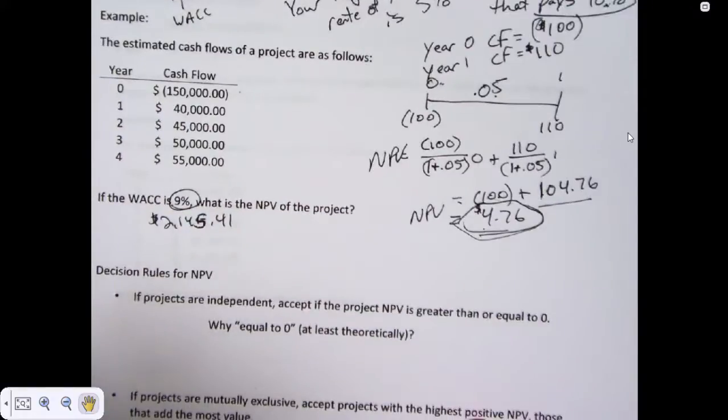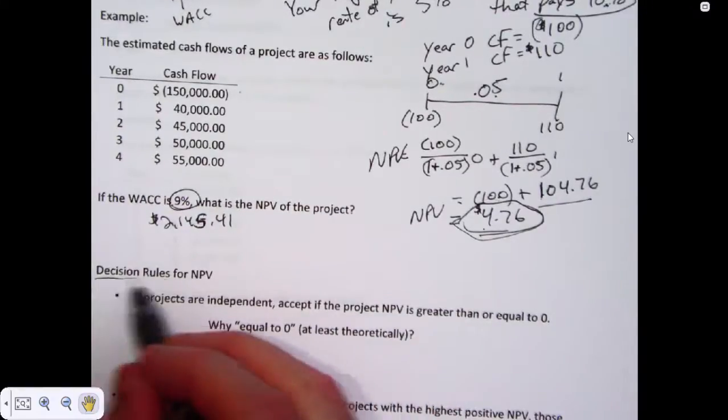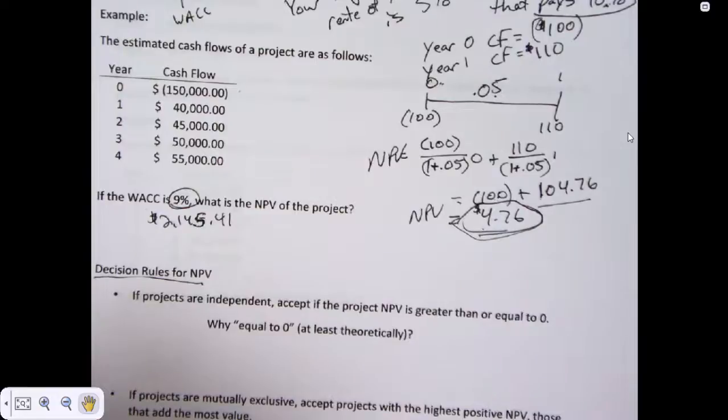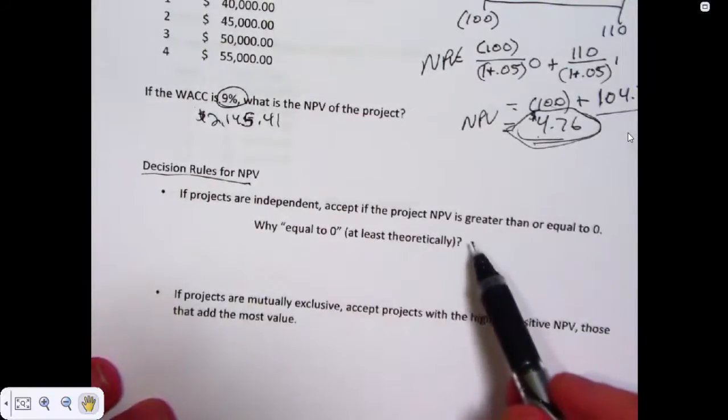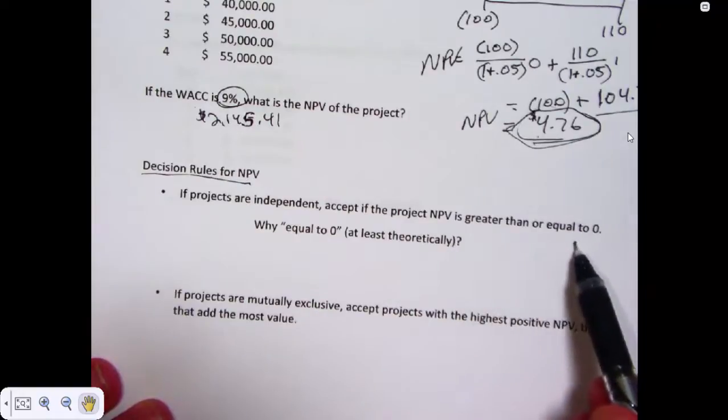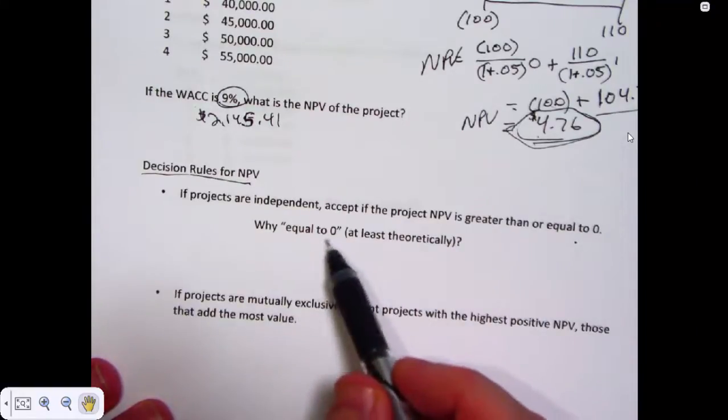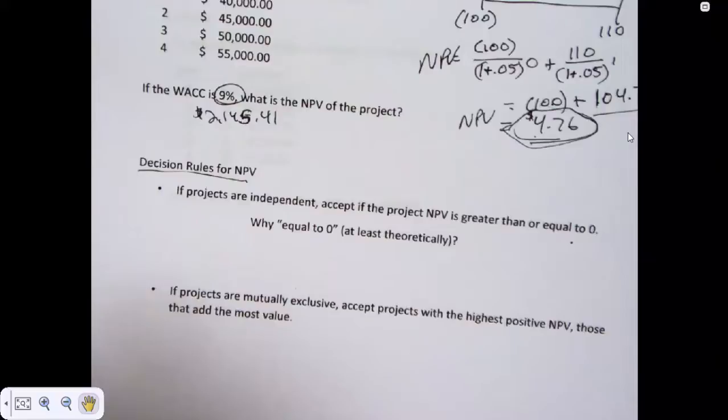$2,145.41. So here are our decision rules. After we calculate this, how do we use it to make a decision? If projects are independent, accept if the project NPV is greater than or equal to 0. So why equal to 0? Because you say, hey, it's not adding any money back. It's not increasing the value of the company. So why would we accept it?